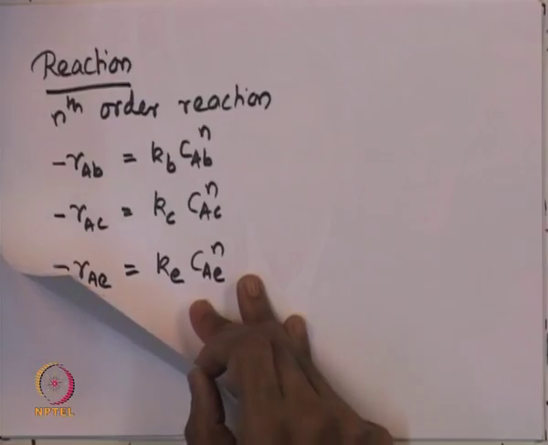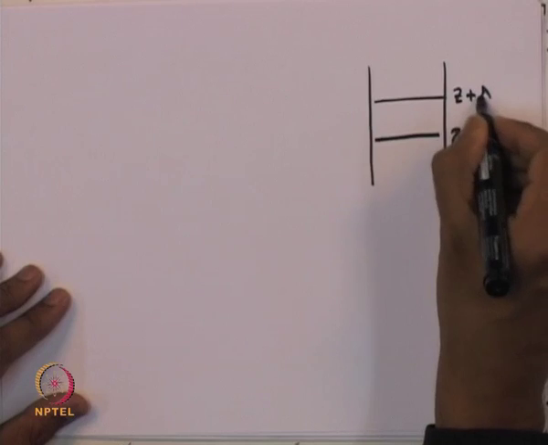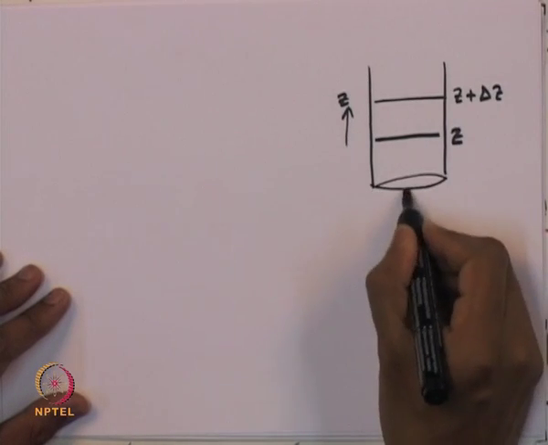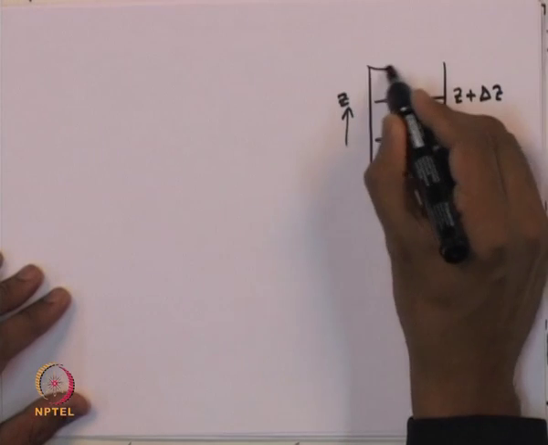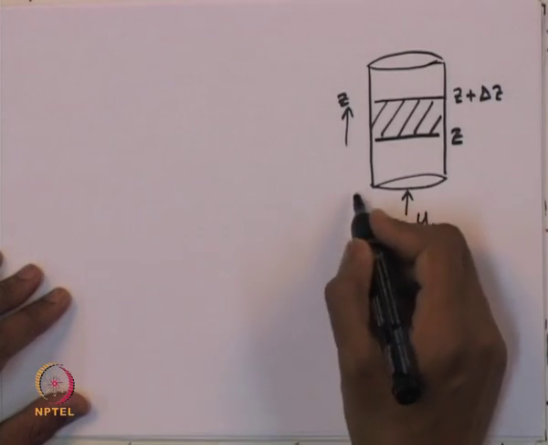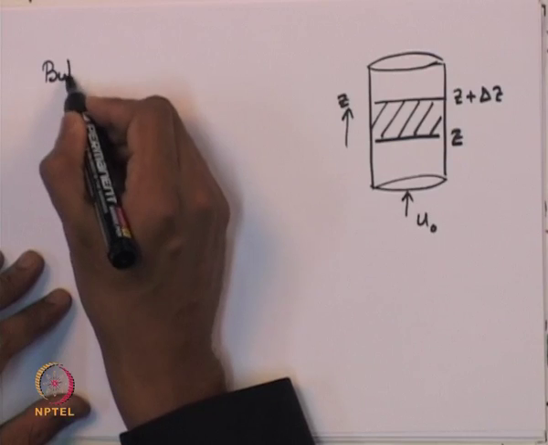So now, next, we can write a mole balance. Once we know the reaction rates, we can write a mole balance in the fluidized bed reactor in order to capture the behavior of the concentration of the reactant species in the reactor. So now, let us consider a small element of the fluidized bed reactor, and let us say that the fluid is entering at a superficial velocity of u naught, and there is a small element between z and z plus delta z. If you assume that the upward direction of the fluid flow is the positive direction, then we can now write a mole balance for the bubble phase.